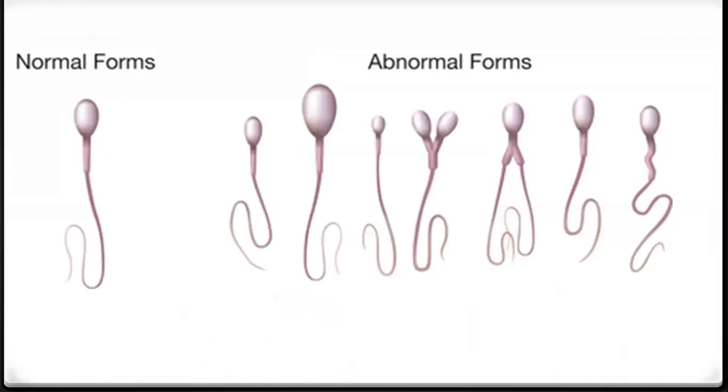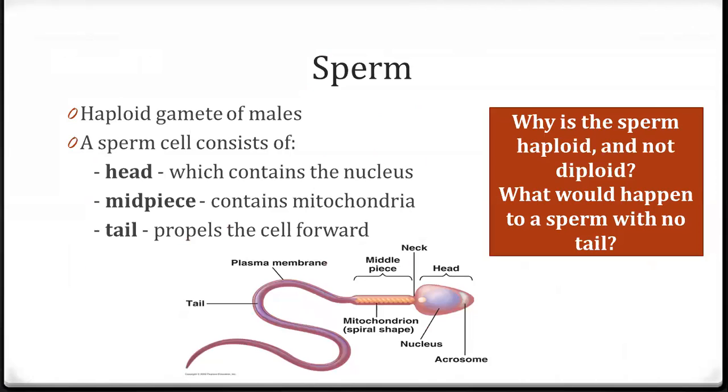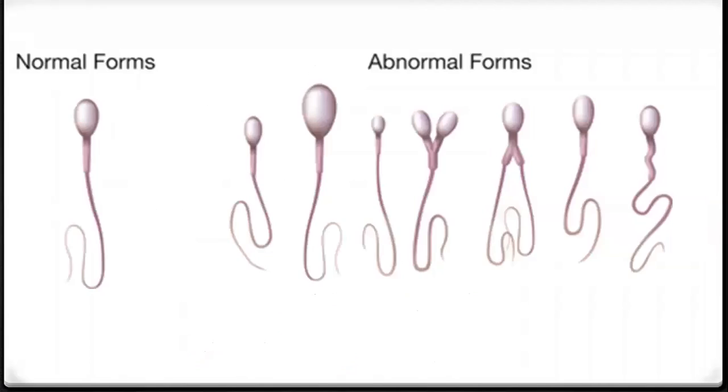These are pictures of normal sperm versus abnormal sperm. So why is the sperm a haploid, not a diploid? It has one copy of the genetic info, so that when it combines with the egg, it will then have 2. What would happen to a sperm with no tail? It would not be able to make it to the egg.